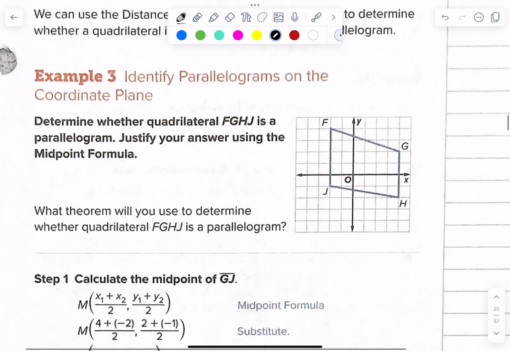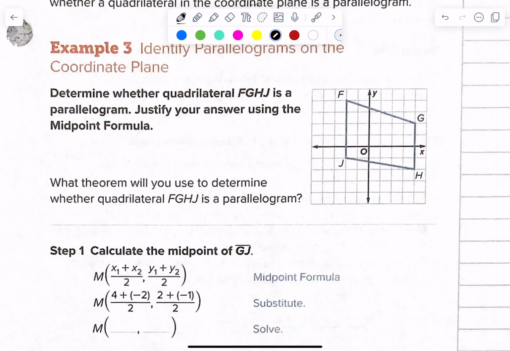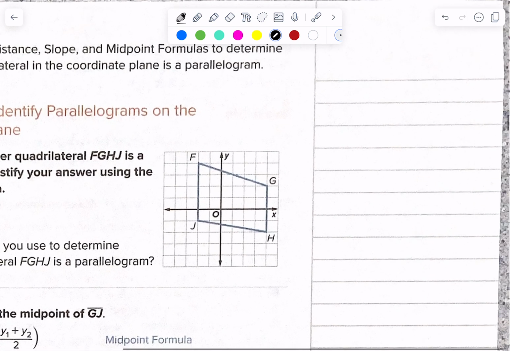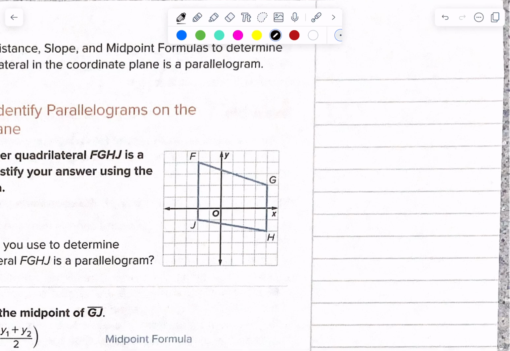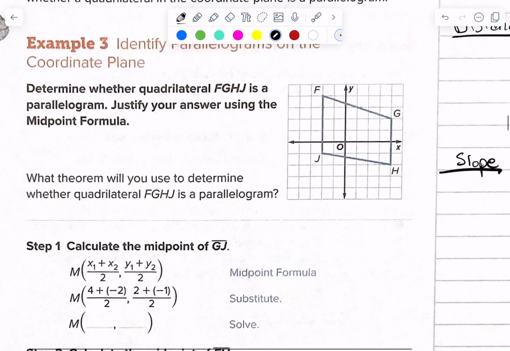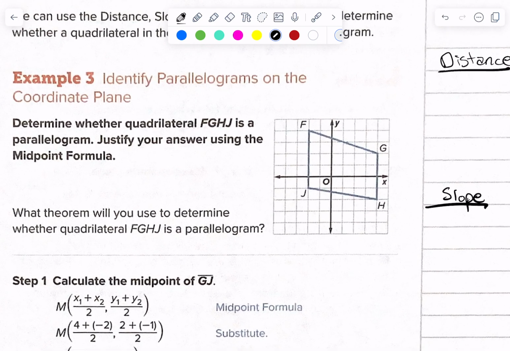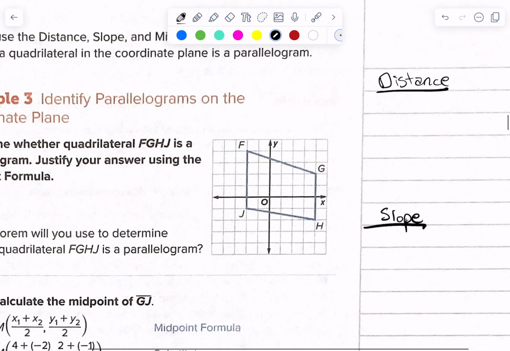Beautiful. Okay, go to the last one. We're going to skip example 4, but this is example 3. Okay, off to the right side. I'm going to show you how to do this two different ways. Ready? Off to the right side, put distance. Then put slope. Okay? We can identify if it's a parallelogram on a coordinate plane by looking at the distances, and I can look at the slopes, right?